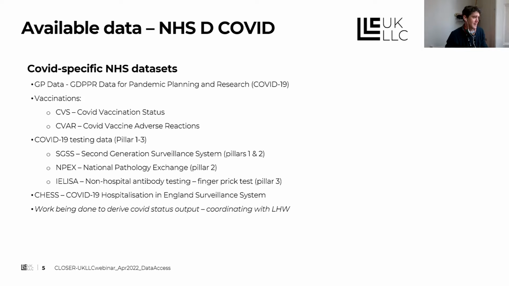So we've got SGSS, which is a mostly hospital focused testing data set, and then NPEX, which is a much bigger pillar 2 community testing data set, and then IELISA, which is antibody testing, part of pillar 3, and then we've got the CHESS, as mentioned earlier, which is a specific hospitalization data set for people who've been quite poorly with COVID.